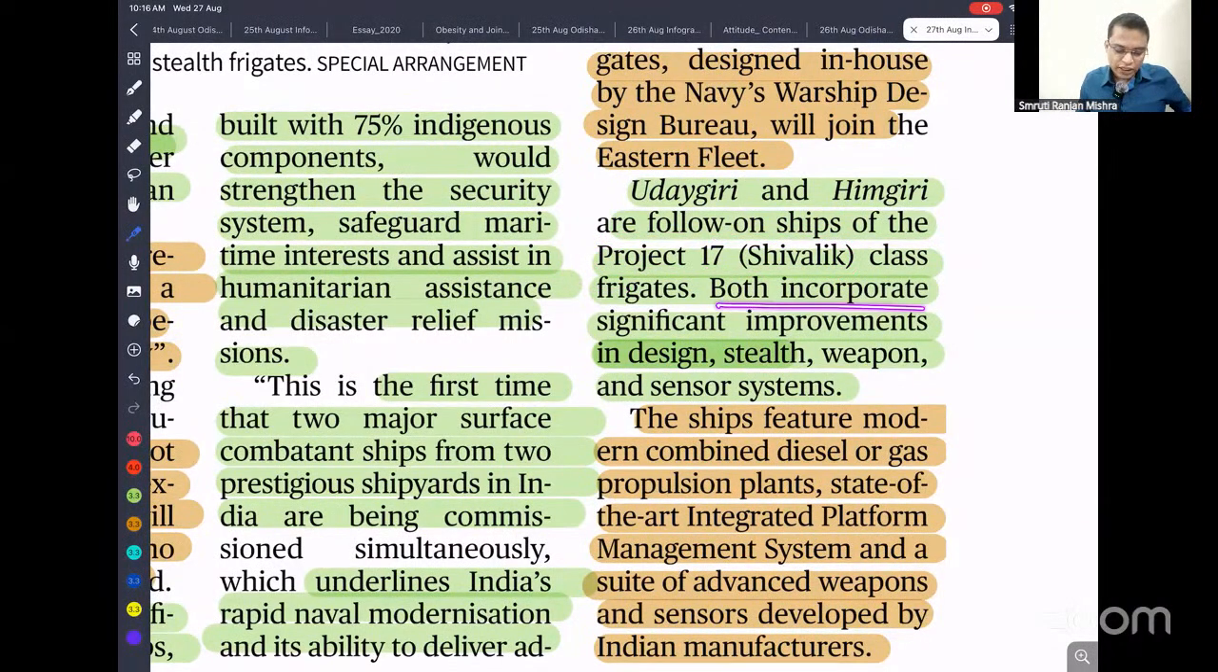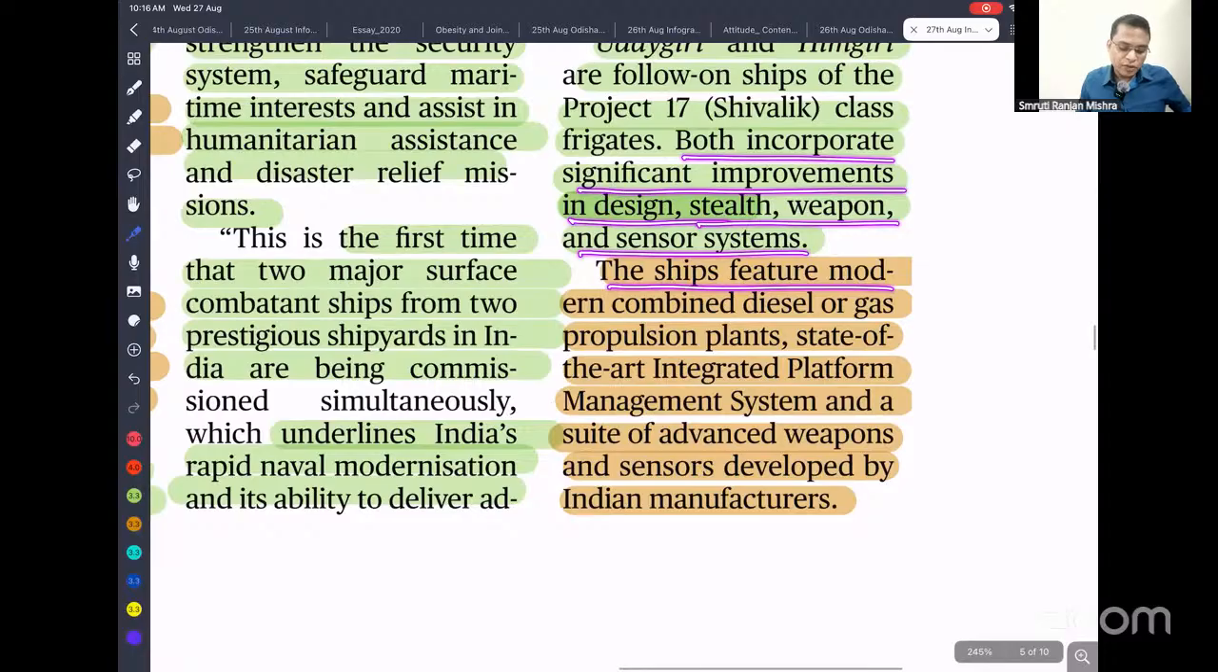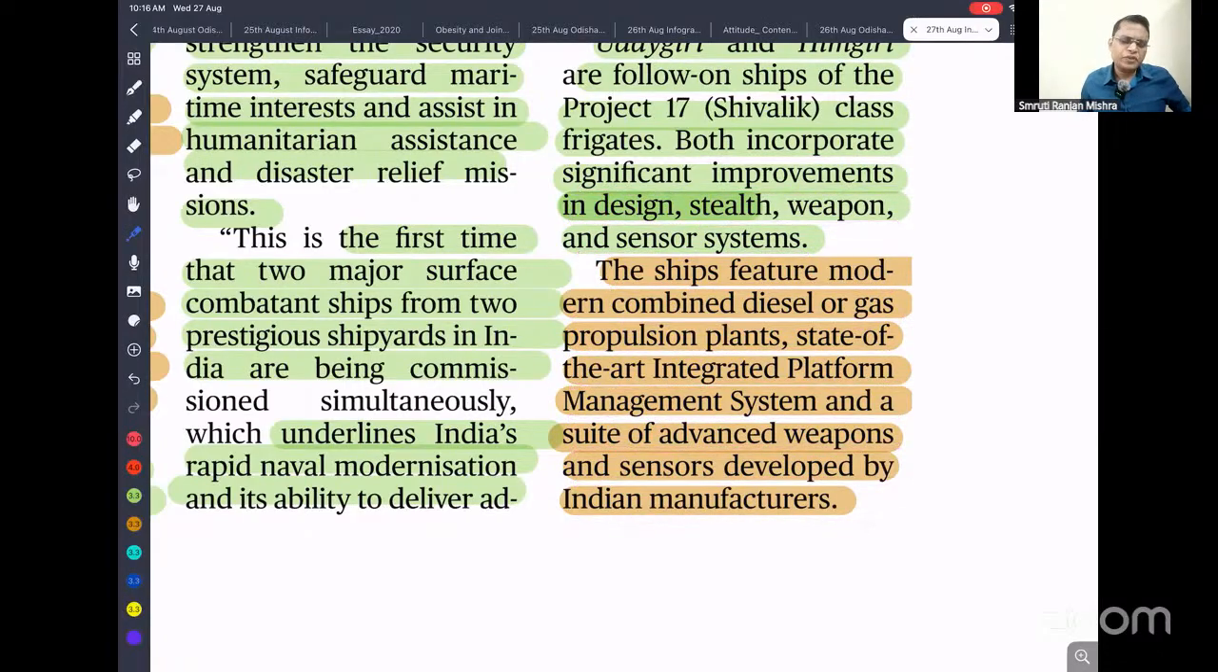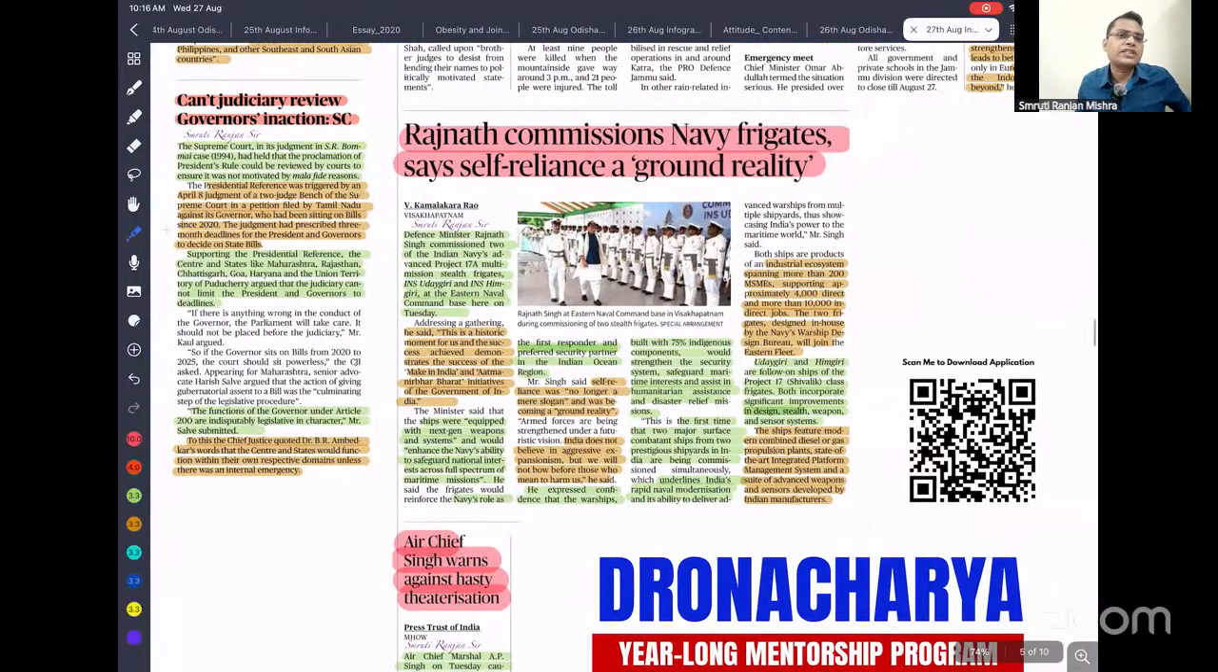Both incorporate significant improvements in design, stealth, weapons, and sensor systems. The ships feature a modern combined diesel and gas propulsion plant, a state of the art integrated platform management system, and a suite of advanced weapons and sensors developed by Indian manufacturers. So these are a few facts you need to remember. They can pick four or five statements and ask, and in the past also they have asked multiple questions on all these frigates and naval ships. So whenever anything related to defense happens, you need to remember that.